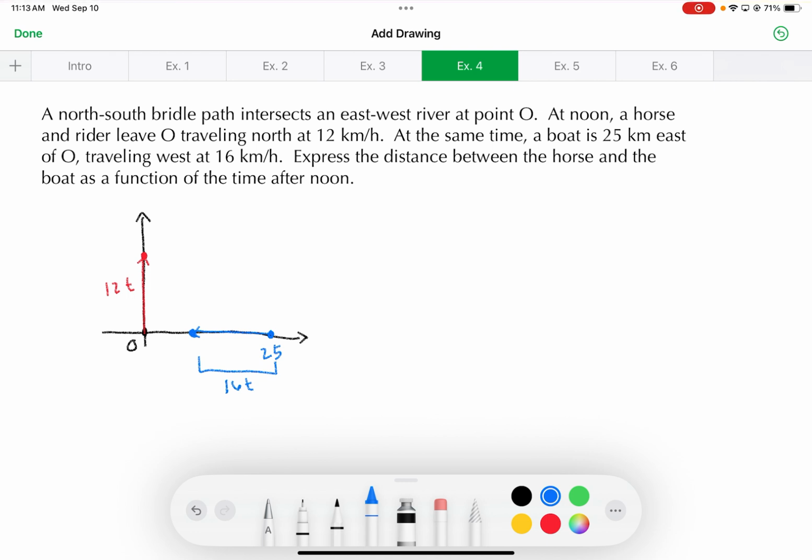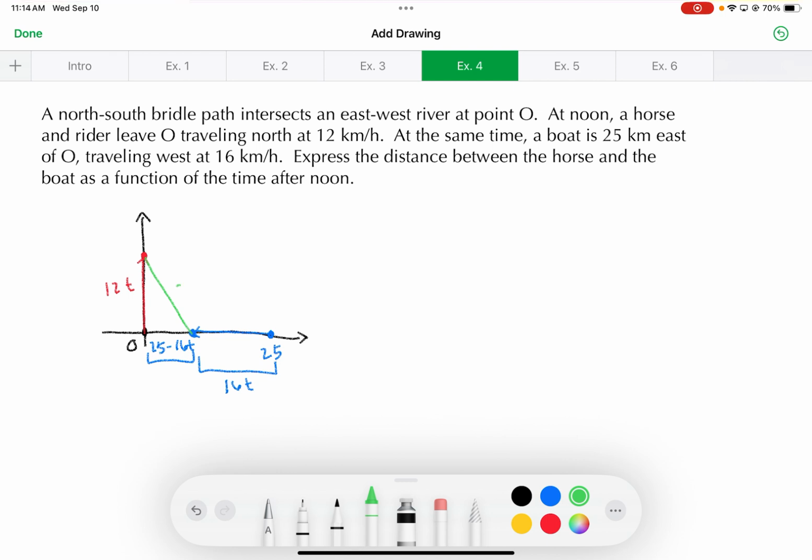Now, what would be the distance then between the origin and where the boat ends up? So what I mean by that is what is this distance right here going to be? How can we represent that? 25 minus 16t. Very good. If he starts 25 kilometers away and he's traveling at a rate of 16 kilometers per hour, or 16t, we can subtract the 16t from the 25 to give us that value there. Okay.